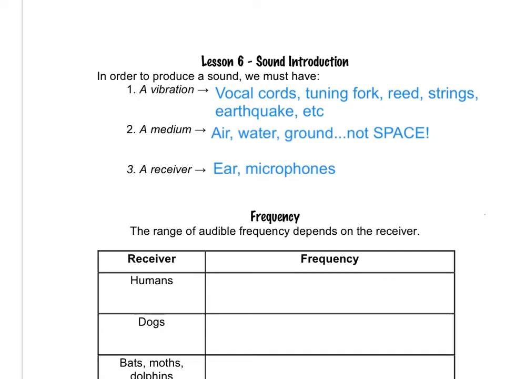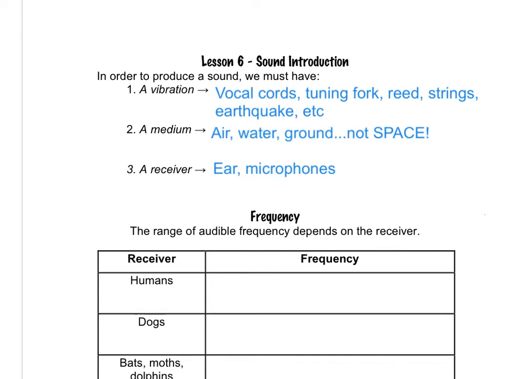Okay, in order to have sound, we must have three things. The first one is a vibration, which could be like your vocal cords, so it's coming out of your larynx and causing that vibration actually allows us to have verbal speech. A tuning fork, a reed, strings, an earthquake, anything that makes sound would actually be the vibration. So anything that allows that vibration to happen will be the producer of the sound.